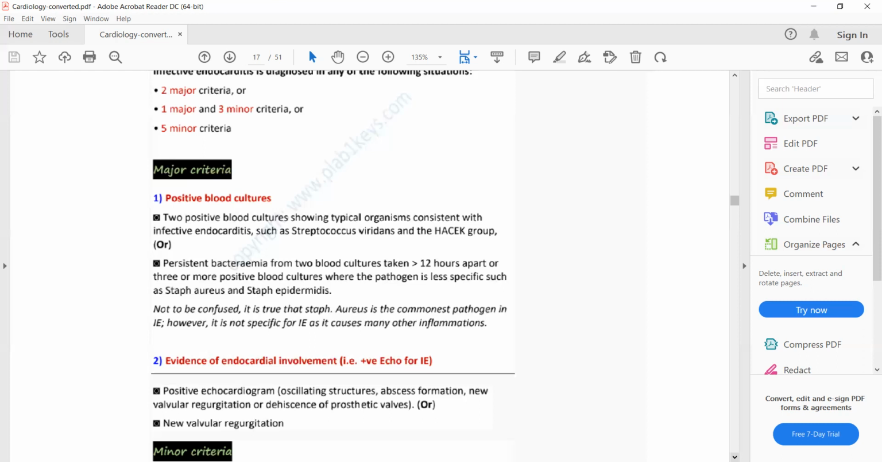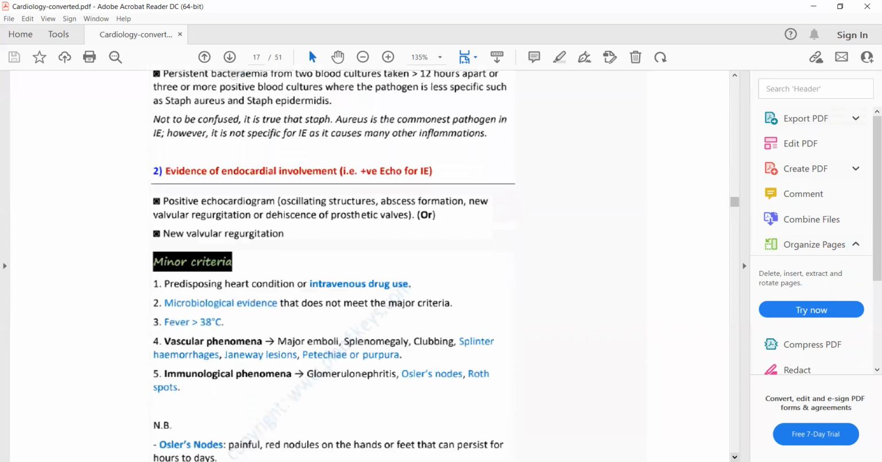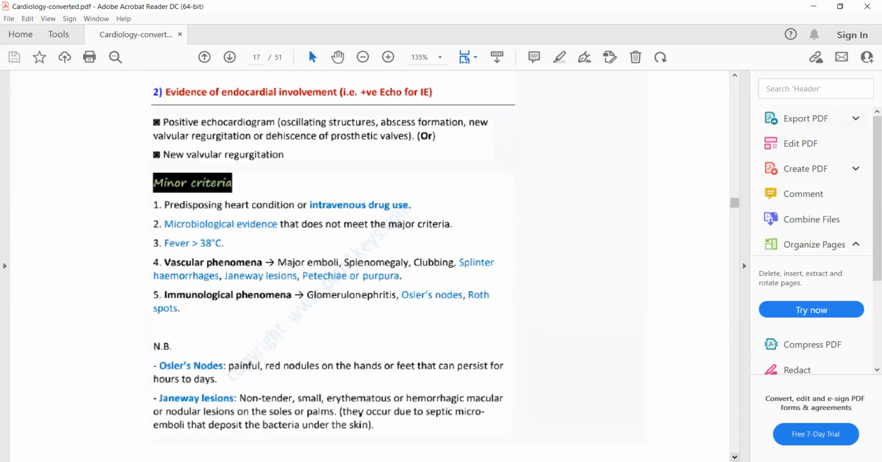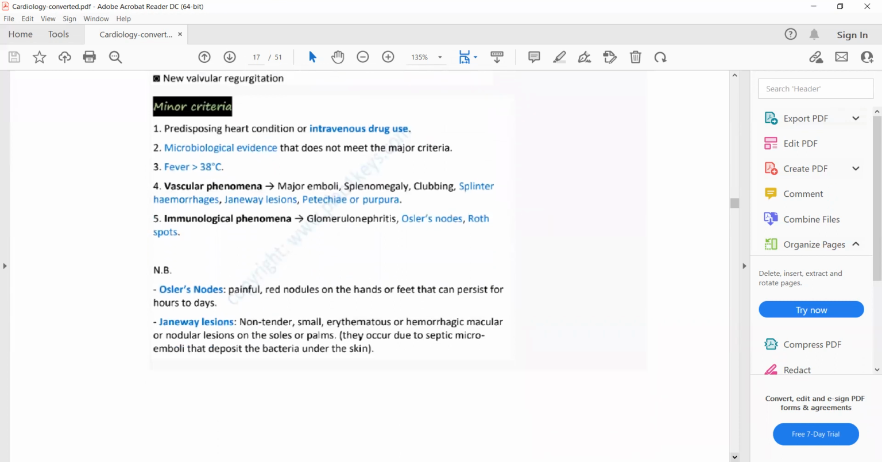Now, if one of the major criteria is present, either positive blood culture or a positive echocardiogram, then to make a diagnosis of infective endocarditis, three minor criteria should also be present. Now, what are the minor criteria for the diagnosis of infective endocarditis? The first minor criterion is a predisposing heart condition such as rheumatic fever, congenital heart disease, a prosthetic heart valve, or intravenous drug use. So this is one minor criterion.